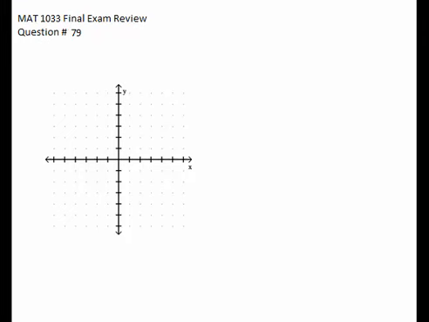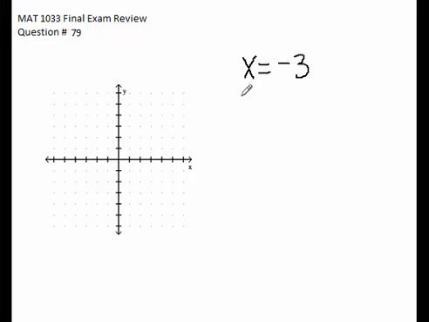MAT1033 Final Exam Review question number 79. We have a problem that the directions just tell us to graph. We have x equals -3. Now that's one of our special linear equations. It is the equation of a vertical line.